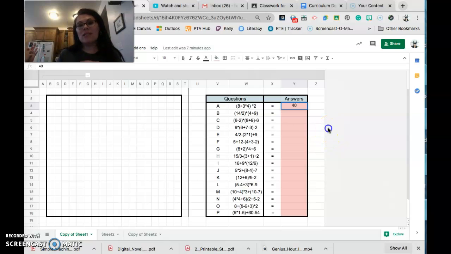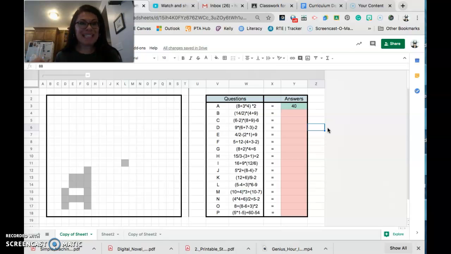Now when I click outside the box, isn't that amazing? It takes a minute. But okay, so there's part of a picture. Super excited. So let's look at the next problem.